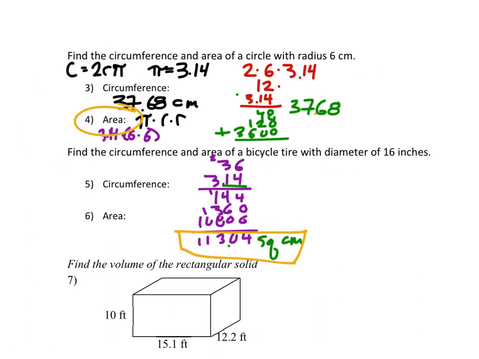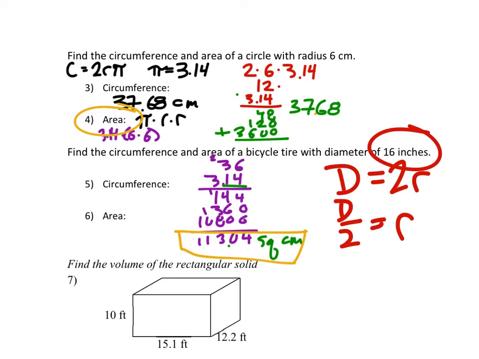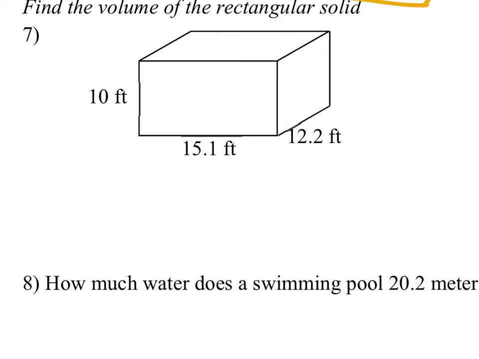So for 5 and 6, diameter is the same as 2 of the radiuses. So if I wanted to find radius from diameter, you just divide it by 2. Half the diameter is your radius. So for 5 and 6, we don't have the space to do it, but the radius is 8 inches. And then we can use those 2 formulas that we had up here.